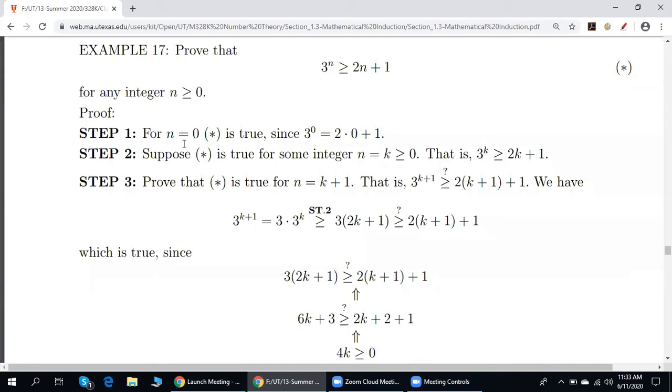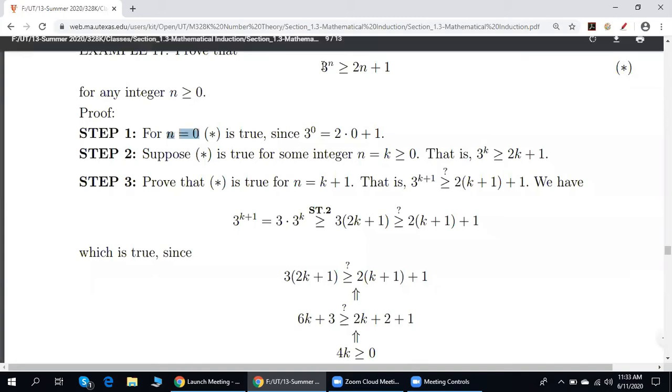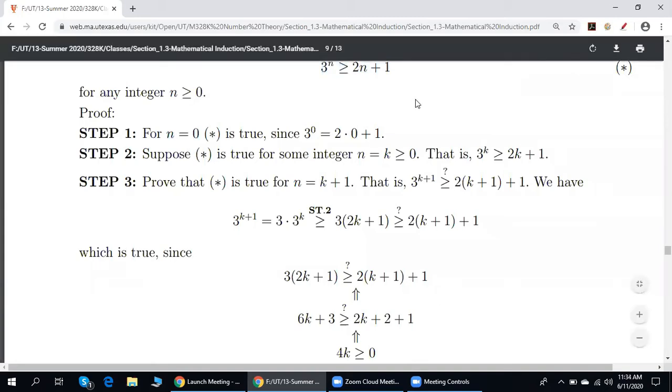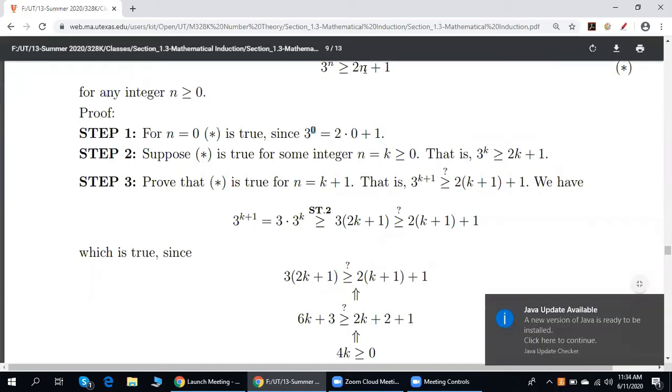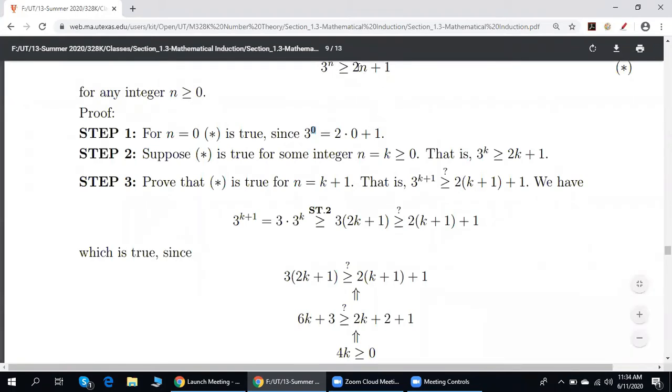Step 1. For n is equal to 0, this is true. Because if n is equal to 0, the left-hand side is 3 to the 0 power, which is 1. The right-hand side is 2 times 0 plus 1, which is 1. 1 is equal to 1, so the inequality is true.